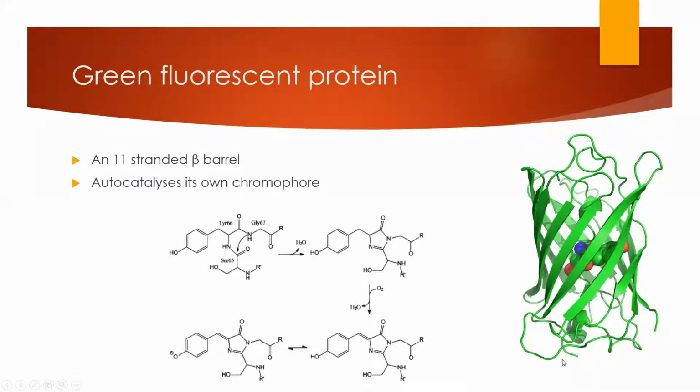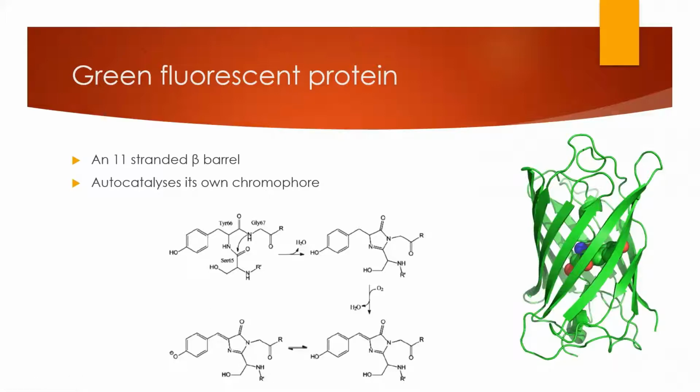Here we have our GFP crystal structure. You can see the chromophore is inside. GFP forms an 11-stranded beta barrel, which is pretty interesting. It's non-sequential in any way. Its folding is actually pretty complicated. And it auto-catalyzes its own chromophore. So I have this mechanism here. And this is a proposed mechanism. The exact order of these steps isn't really known, but this is the chromophore that's formed in these fluorescent GFP molecules.